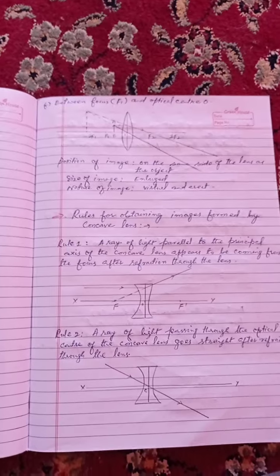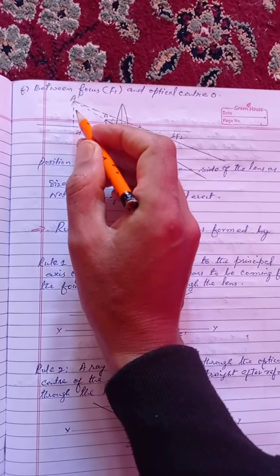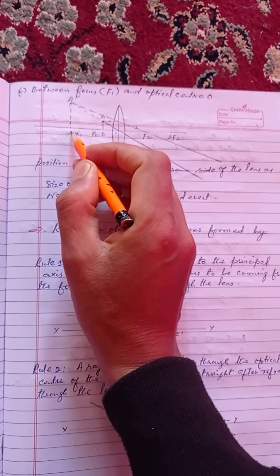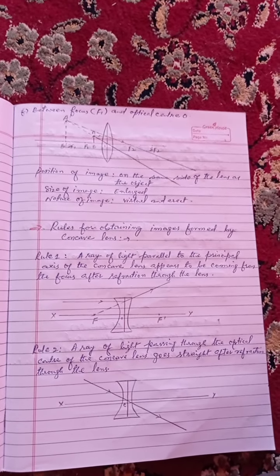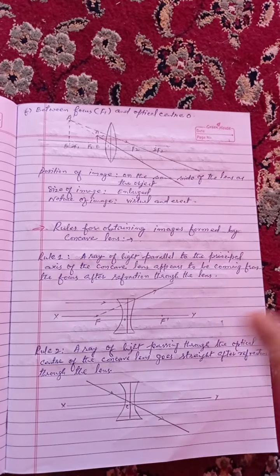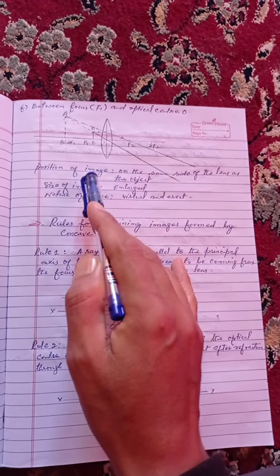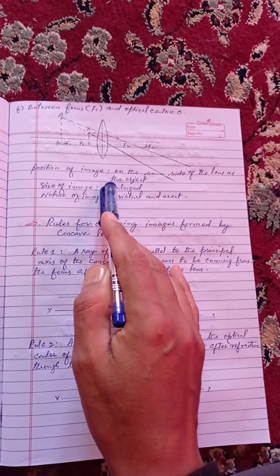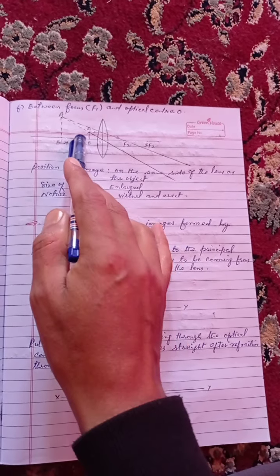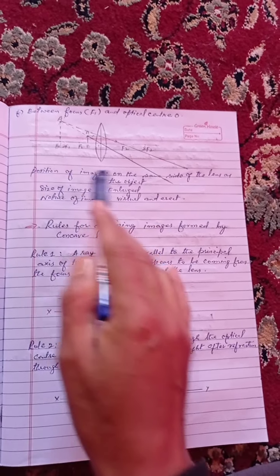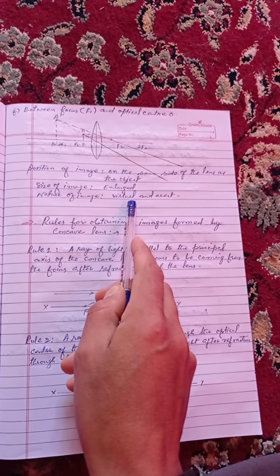To get the full image from A dash, dear students, we draw a perpendicular on this principal axis, A dash B dash. Thus A dash B dash is here the image of the object AB, which was taken between the optical center and the focus. So dear students, in this case, when the object was placed between focus and the optical center of a convex lens, where is the position of image? It is on the same side of the lens as the object. So in this case, what is the size of the image? Dear students, the size of image in this case is enlarged.